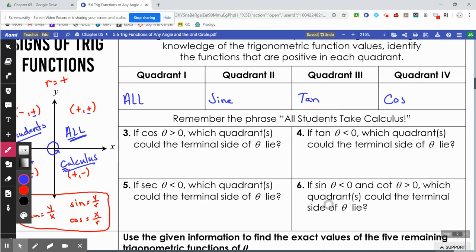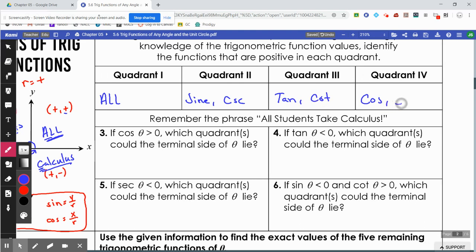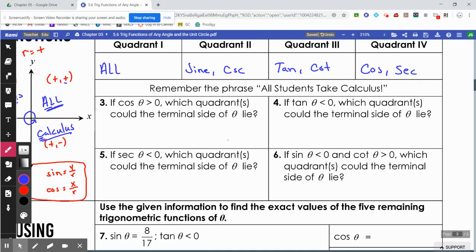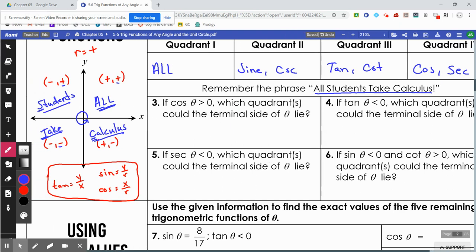Now you could flip-flop that. Since sine is positive, then I know that cosecant would also be positive. Since tangent is positive here, that means cotangent would also be positive. And since cosine is positive, then secant would also be positive. So again, remember the phrase, all students take calculus, rotate it counterclockwise, and this is the reason that that does work out.